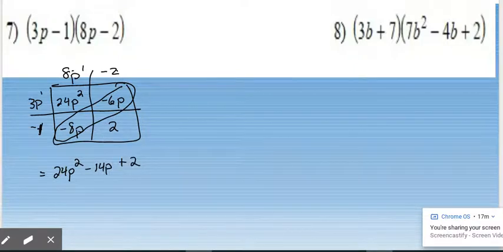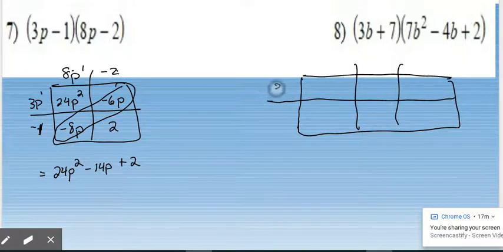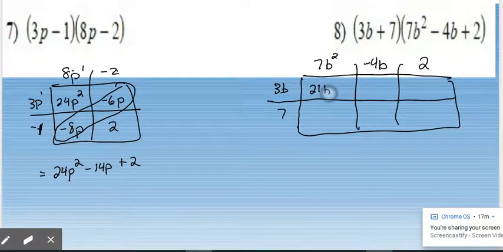For number 8, I would need a 2x3 box if I'm using the box. My binomial, 3b plus 7 goes on the side. And my trinomial, 7b squared minus 4b plus 2 goes on the top. So that's going to be 21b to the third. 3b times negative 4b would be negative 12b squared. And 3b times 2 is 6b.